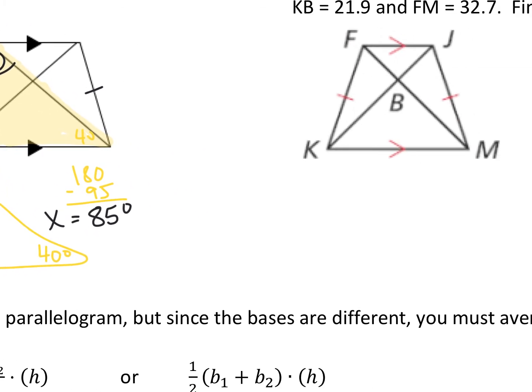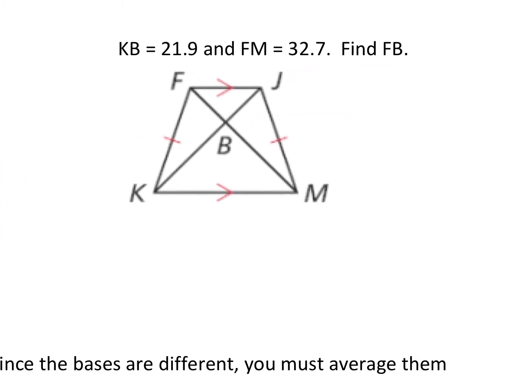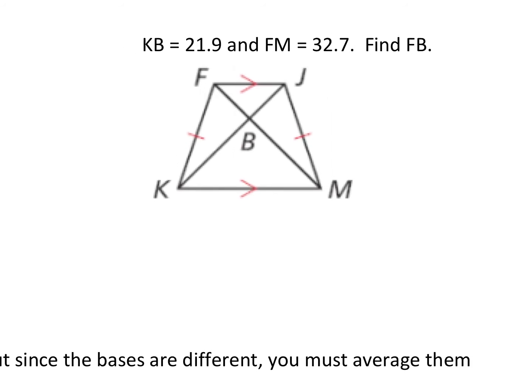Okay, another example with our isosceles trapezoid. KB is 21.9. FM is the whole diagonal, and it's 32.7. Find FB. So 32.7 is the whole thing, and we want to find FB. Okay, so I'm going to put an X right there.